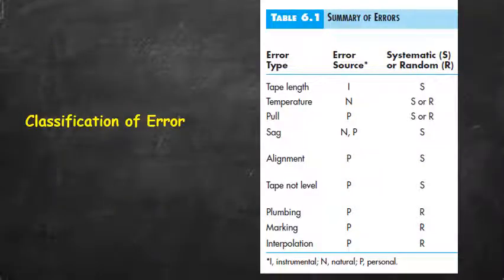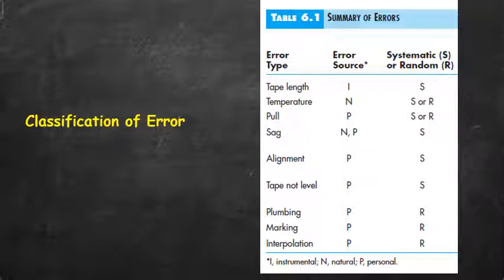So, if we're going to classify the different errors due to tape, the tape length error is due to the instrument, right? That is an example of a systematic error. For the temperature, that is a natural error, caused by the environment. It can be systematic or random, because a tape that shrinks or elongates, when we use it many times, accumulates its error.